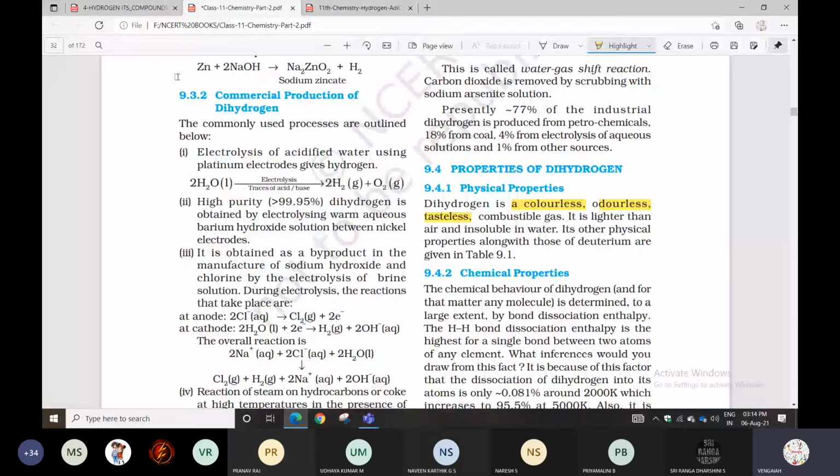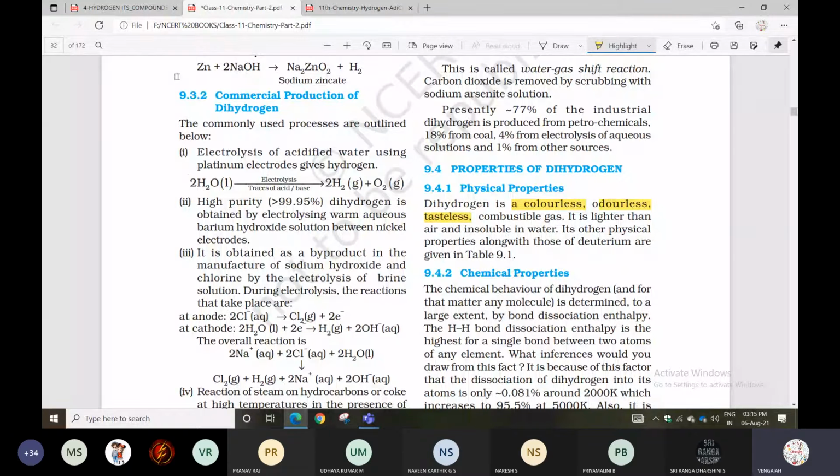Presently around 77% of industrial dihydrogen comes from petrochemicals, 18% from coal, 4% from electrolysis of aqueous solutions, 1% from other sources also. Next, physical properties. It is a colorless, odorless, tasteless, and combustible gas. Other physical properties along with those of deuterium are given in Table 9.1. They are almost similar, even for deuterium and dihydrogen.